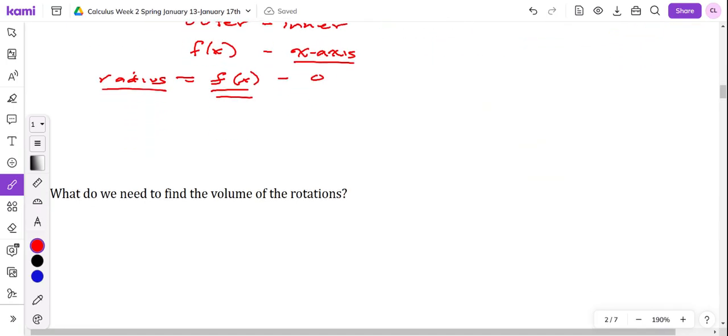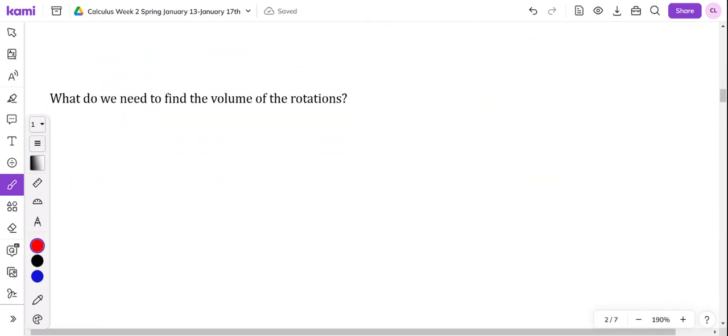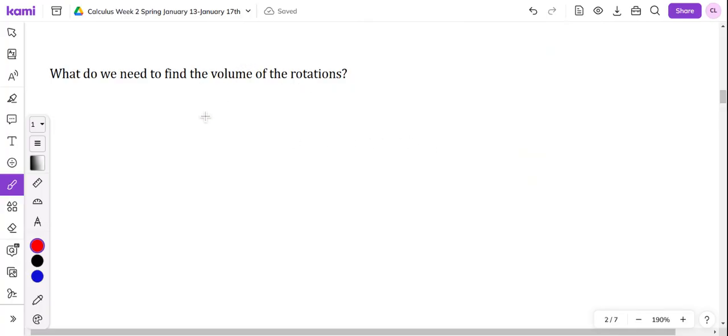So what do we need to find the volumes of rotations? Number one, is it on the x-axis or the y-axis? That is crucial, and I'll show you here in a second. And then we also have to find the radius.